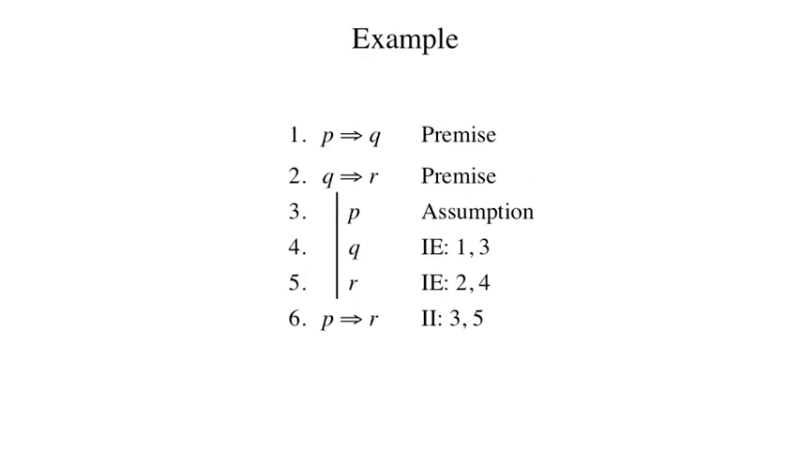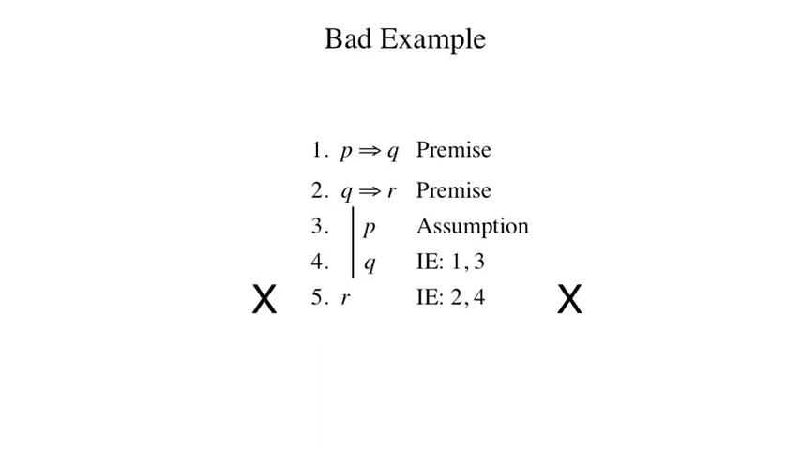For example, in the structured proof we've been looking at so far, it's okay to apply implication elimination to 1 and 3. And it's okay to use implication elimination on lines 2 and 4. However, it's not acceptable to use a sentence from a nested subproof in applying an ordinary rule of inference to an outer proof, as illustrated here.